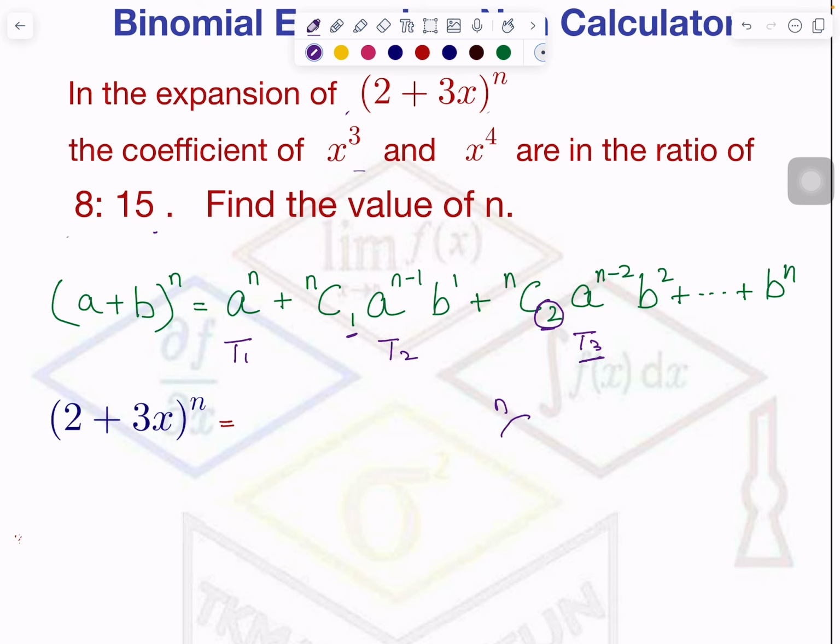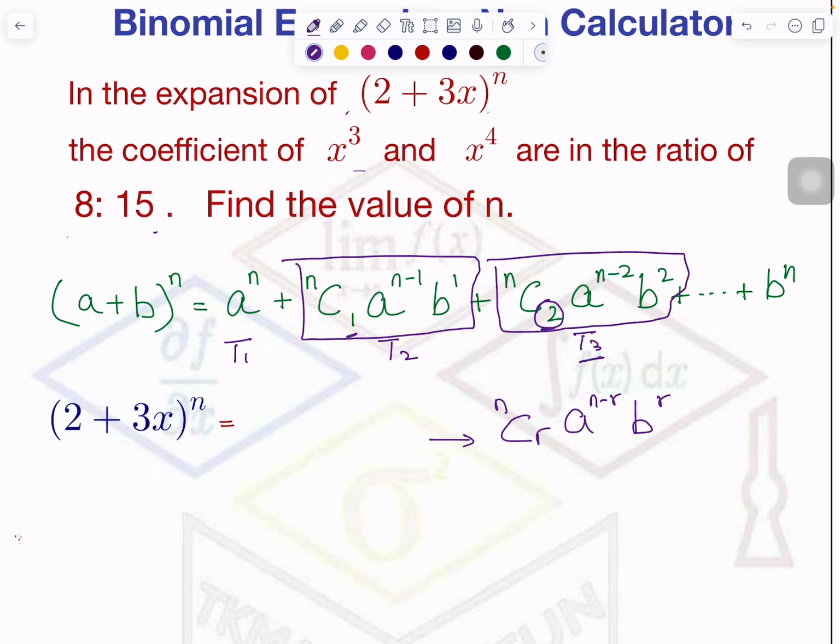What is that? If you have nCr, then it is a^(n−r) and b^r, right? This is exactly the term we have in the expansion. You can notice here, you can notice this one, is it the same thing or not? a has power n minus 2, b has power 2. So here b has power r and a has power n minus r. So now you understood this.